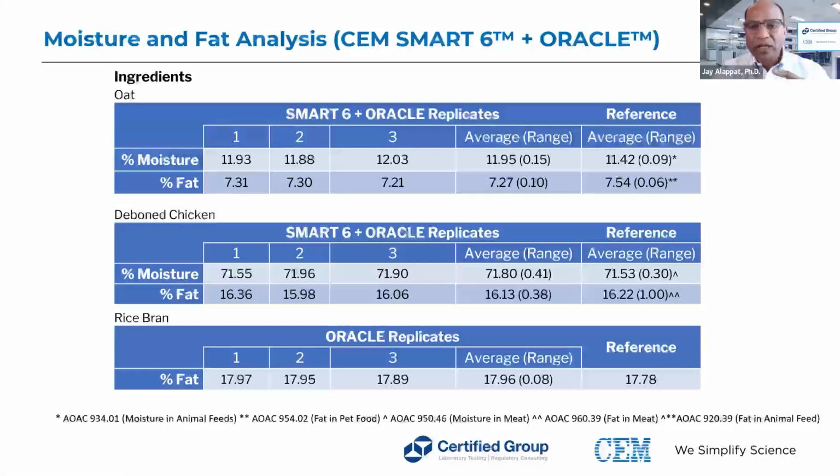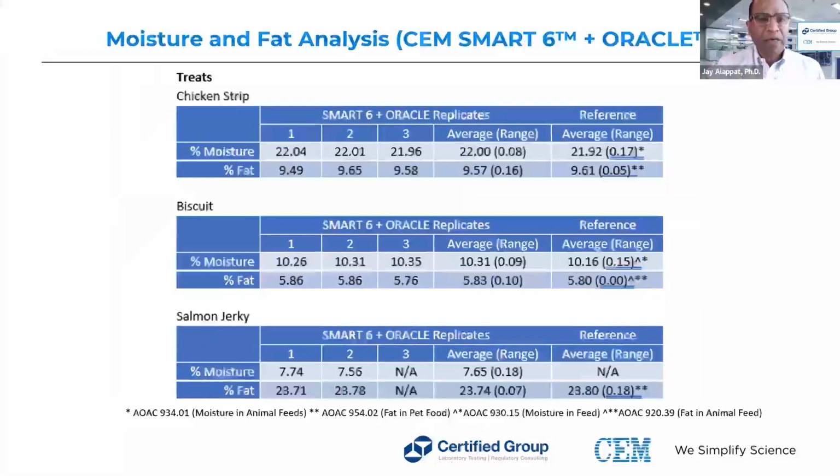As you can see, the references are written below. For example, for the oat, the moisture was done using AOAC 934.01, then fat was done using AOAC 954.02. So the point here is that whether we are using a reference method or the Oracle or the CEM technology, you see very accurate, precise data. So go to the next slide, please.